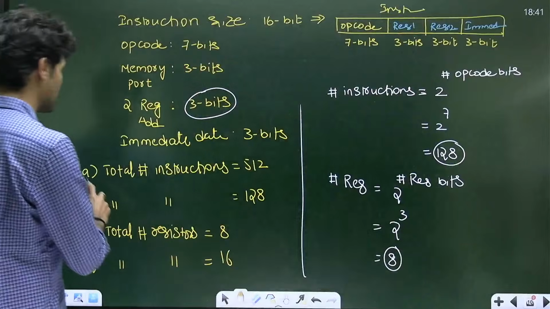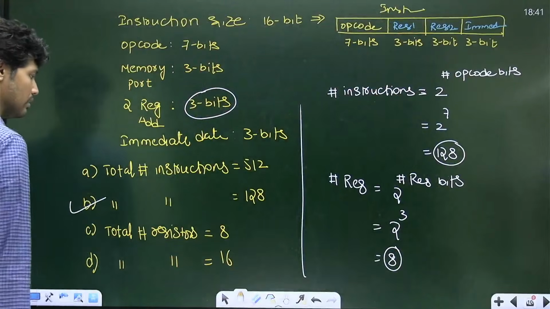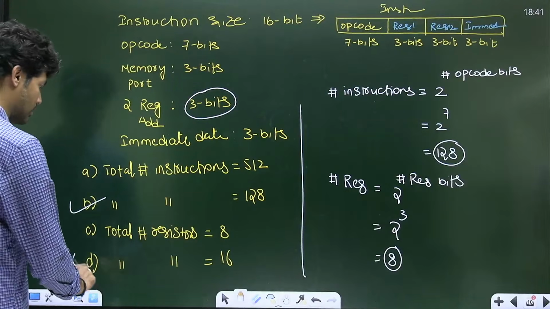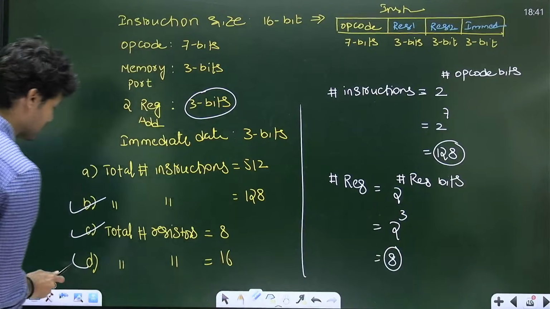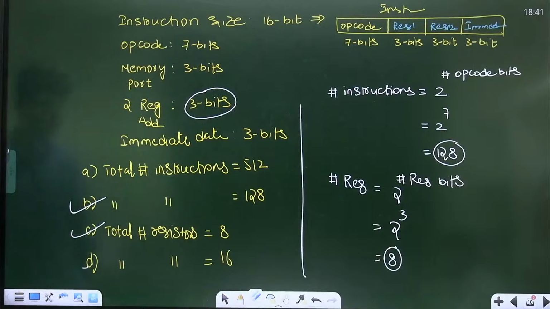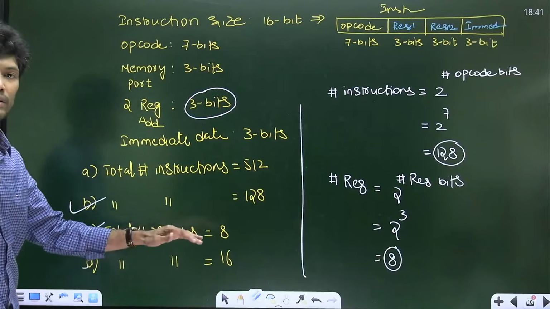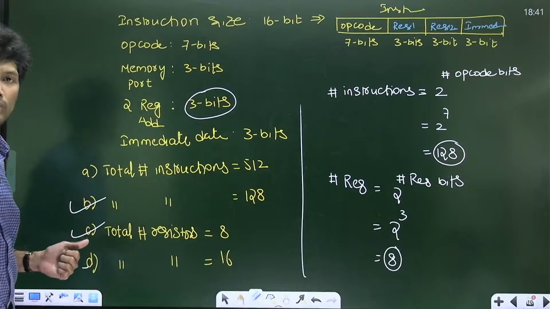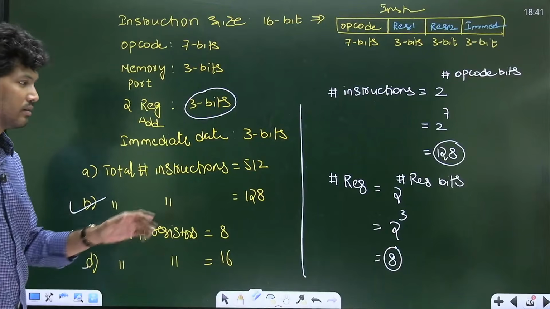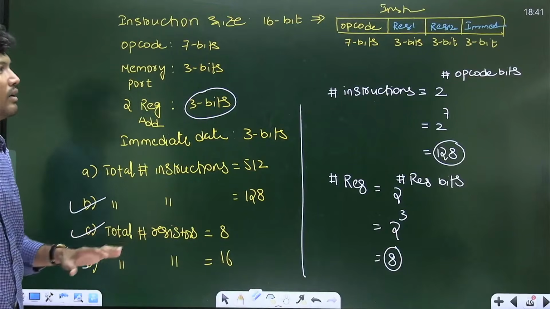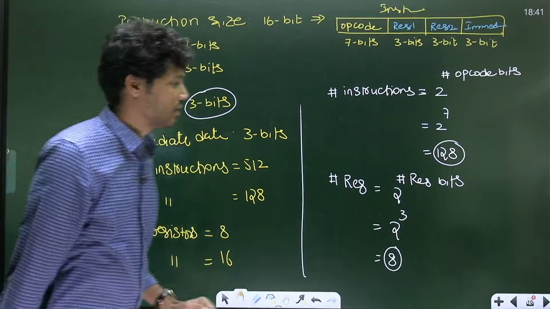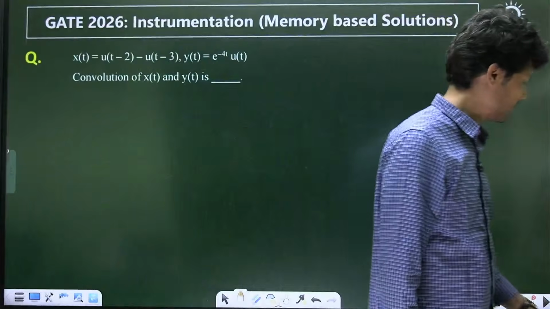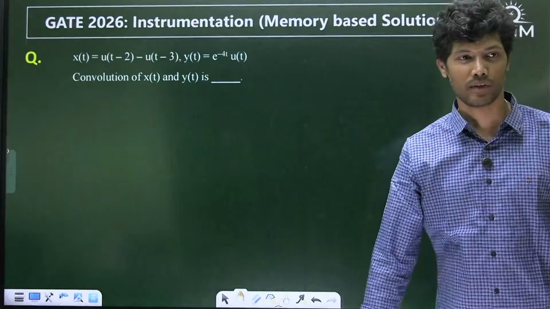So the answer is what now? 128 instructions, and the total number of registers is 2 power 3, which is nothing but 8. That's it. The correct answer is: number of registers is 8, number of instructions is 128. Okay. This is regarding digital. If you see, all questions are quite simple, nothing complicated whatsoever. Next we have signals. Rakesh sir will take signals.